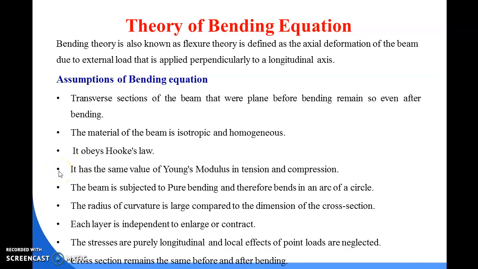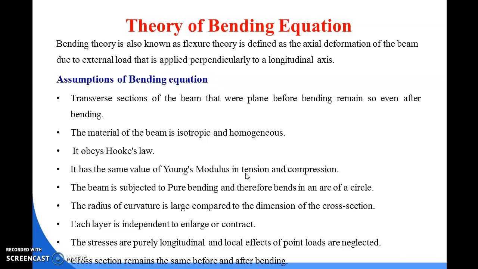The next point is that it has the same value of Young's modulus in tension and compression. As we know, in a beam section, the upper portion above the neutral axis acts as the compression zone, and the lower part of the beam, from the neutral axis to the bottom fiber, acts as the tension zone. So the Young's modulus for the tension zone as well as the compression zone must be the same.